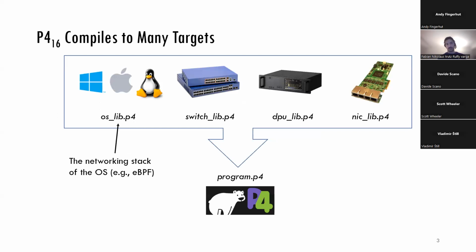Now, as you know, P4-16 as a language is designed to compile to many targets. So if you have your P4 program, you typically need an architecture specification or architecture file. And that could be for your operating system stack, for example, when you have an eBPF P4 program, for your switch, the Tofino or the V1Model, or various kinds of other targets that are being developed, for example, PSA or PNA.